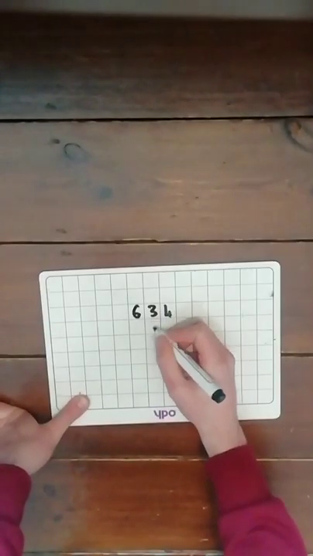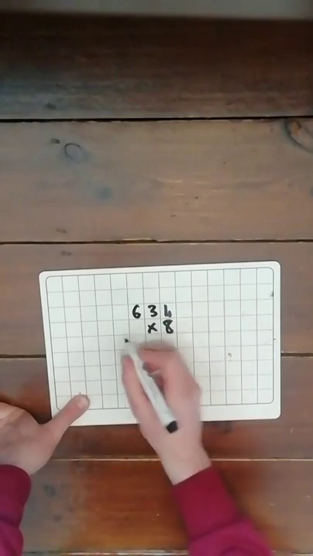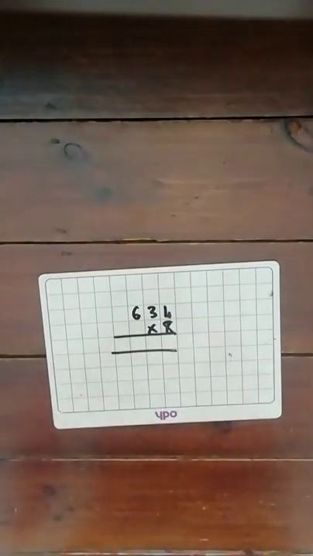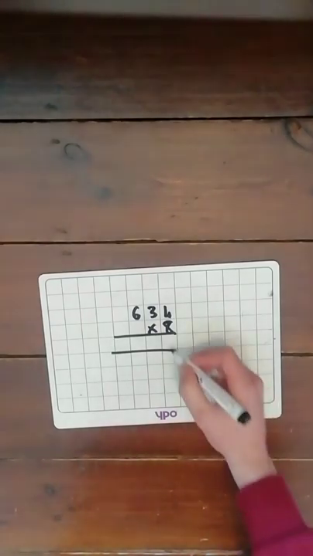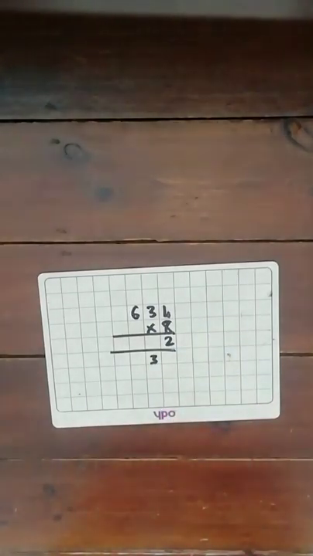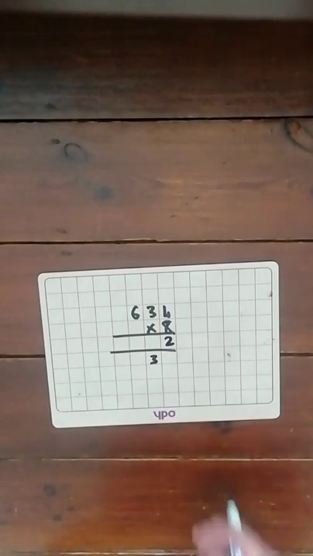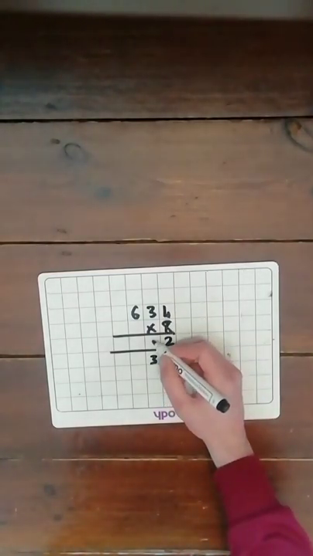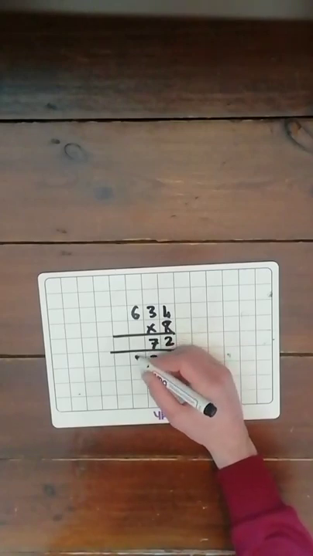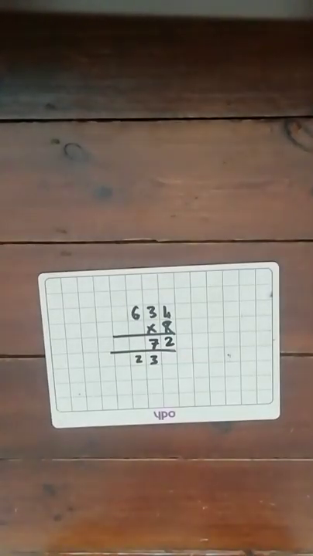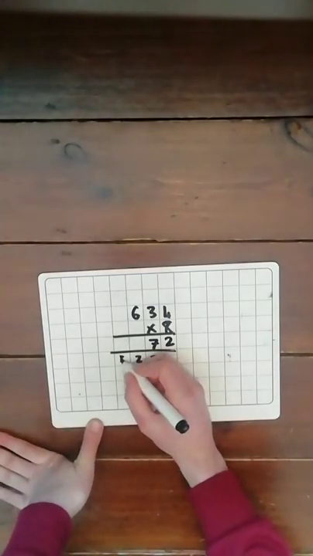634 times 8. 8 times 4, what is 8 times 4? It's 32. Carry my 3. 8 times 30. 8 times 3 is 24. Plus the 3 is 27. 8 times 6 is 48. Plus 2 is 50.